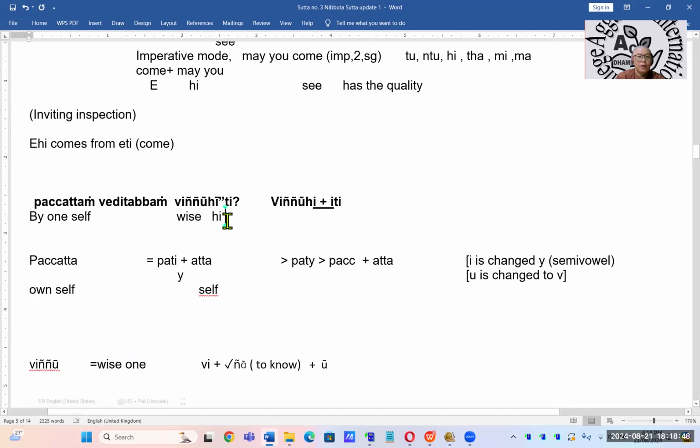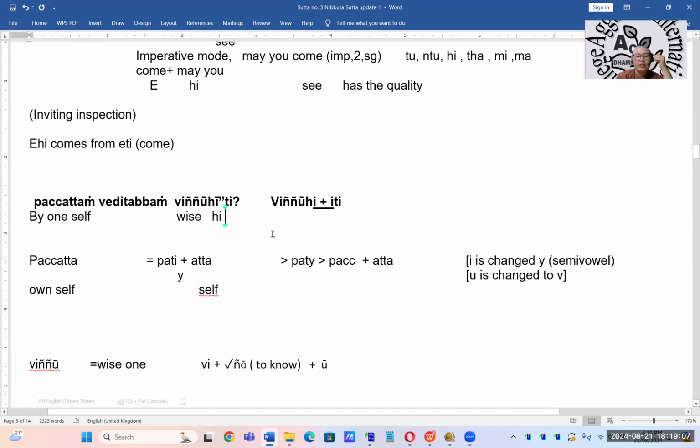Okay, so wise. Now, by oneself, wise. Now you have to figure out what is this heat. What's the function of this heat? So we know pachatam is by oneself. We knew is wise person. Heat, all right. Now to determine what is heat.